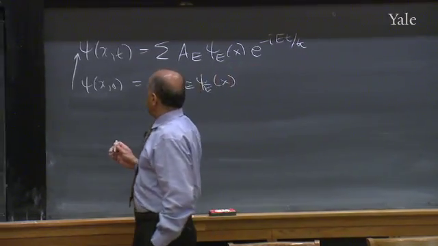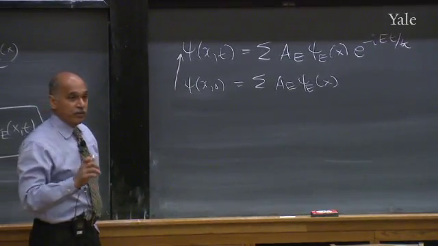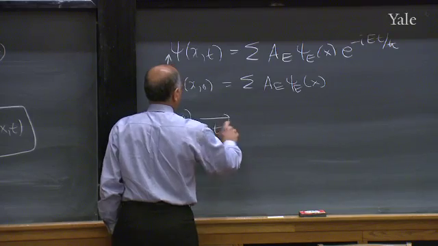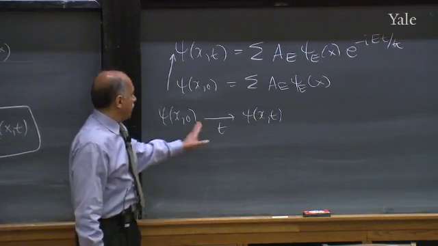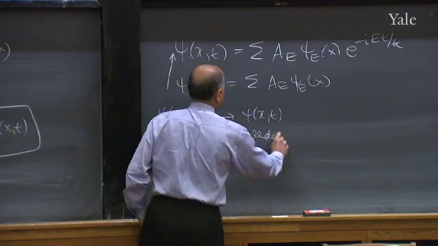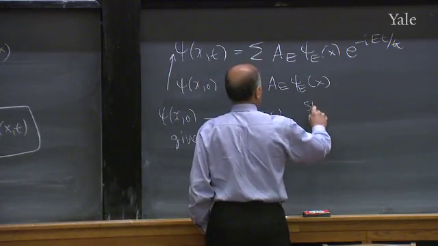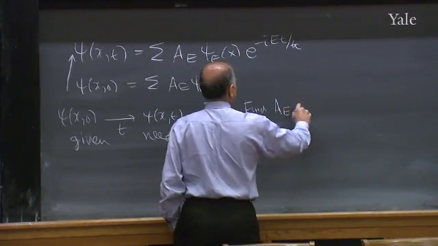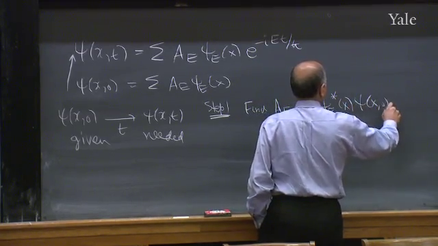So let me tell you then the process for solving the Schrodinger equation under any conditions. Are you with me? You come and give me psi of x and 0, and you say, as a function of time, where is it going to end up? That's your question. That's all you can ask. Initial state, final state. This is given. This is needed. So I'll give you a 3-step solution. Step 1, find A sub E equals psi sub E star of x times psi of x and 0.